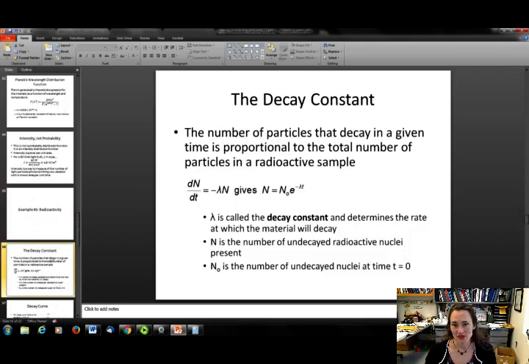Okay, so let's say that you have a radioactive sample, like uranium or plutonium. The atoms in the sample are naturally radioactive, and they're going to decay. When they decay, they're going to emit a particle like an electron, a positron, or an alpha particle, or they're going to emit some radiation like a gamma ray or an X-ray, okay?